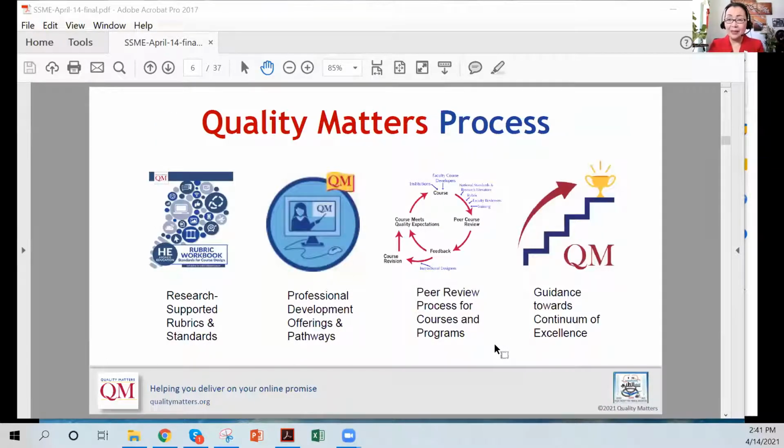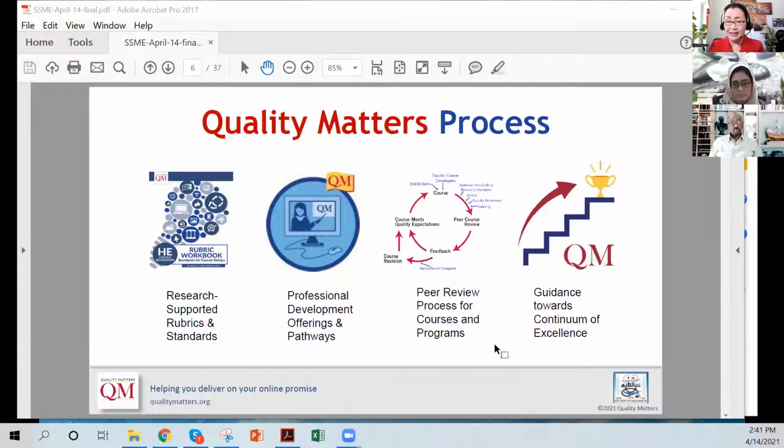If anybody asks me to introduce what QM is in 2 minutes, here's what I would say. Our foundation is our research-supported standards and rubric. For higher education, the standards are just one page: 8 general standards and 42 specific standards. Now, when we say rubric, it's a whole book, because each standard needs examples, explanations, annotations, and so on.